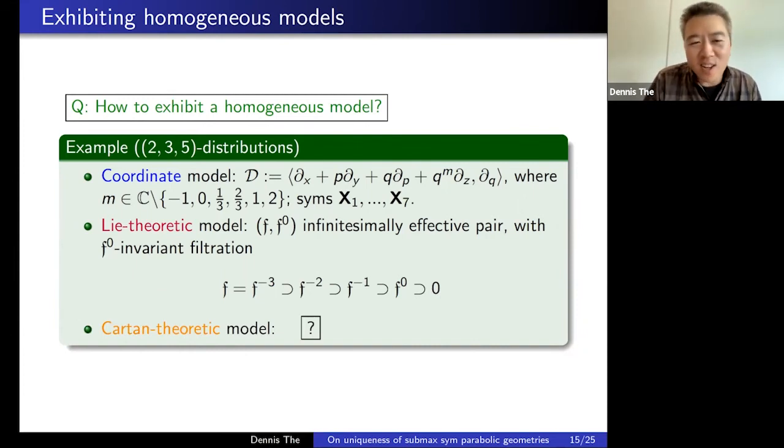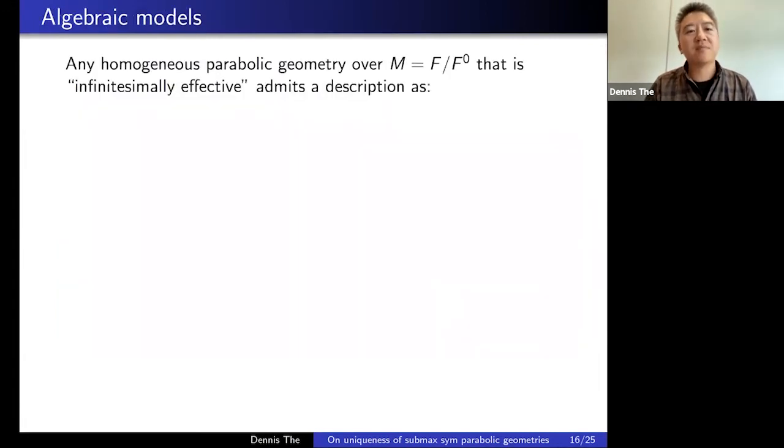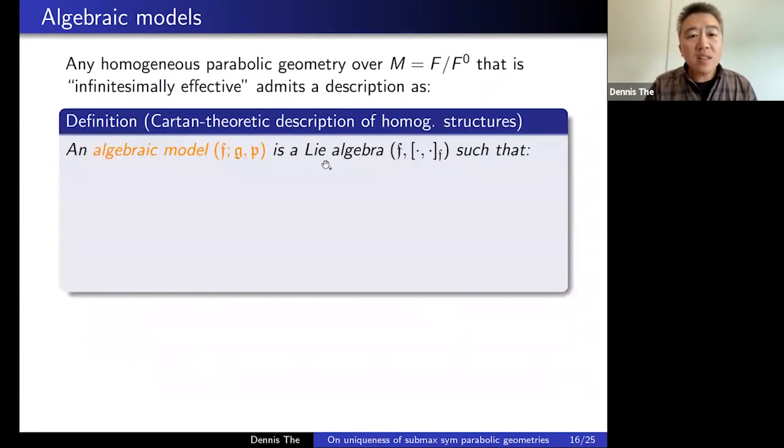Cartan, I like calling it Cartan theoretically, okay? As opposed to Cartan geometrically, I'm going to phrase it purely in terms of algebra for this homogeneous setting. Okay, so what do I mean by that? So any homogeneous parabolic geometry that is infinitesimally effective admits a description as, well, an algebraic model as the following.